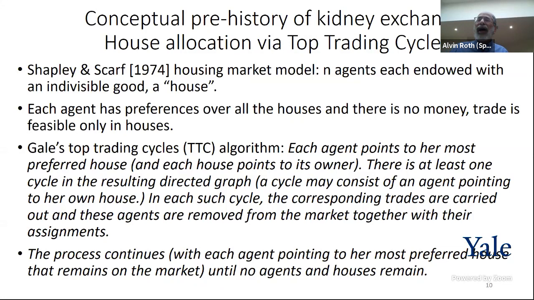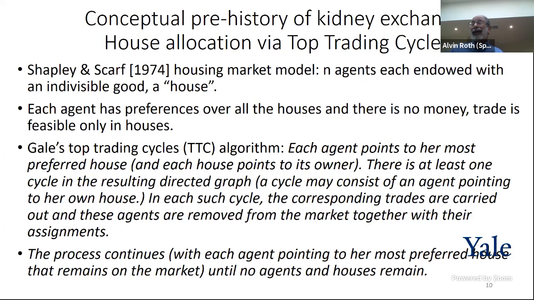You let everyone get the house they're pointing to. Everyone who is in that cycle gets their first choice and they leave the market. And then you do it again and again with the remaining houses. And at every step, each agent points to their most preferred house and at least one agent leaves the market. A cycle could be an agent saying of the remaining houses, I like my own best.